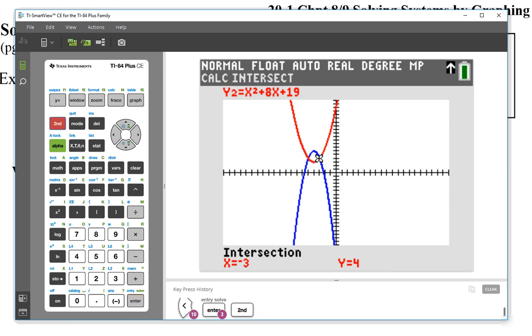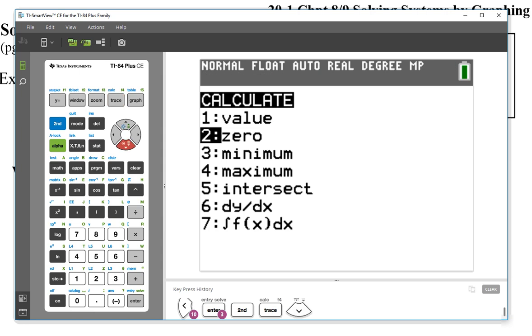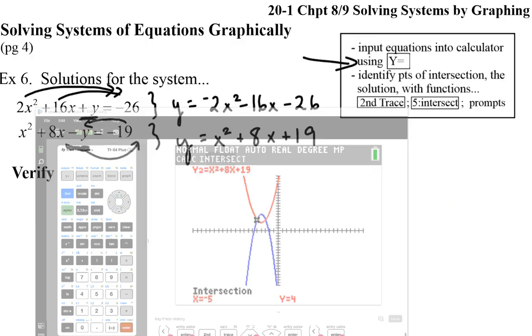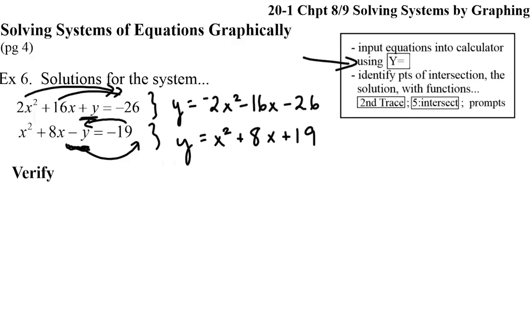Now I find the second one, second trace. I want the point of intersection, and I need to move my cursor close to the point of intersection that I want to work with now. Enter, enter, enter, and negative 5, 4. So we can go back now and say that the solutions for this system are negative 5, 4 and negative 3, 4.